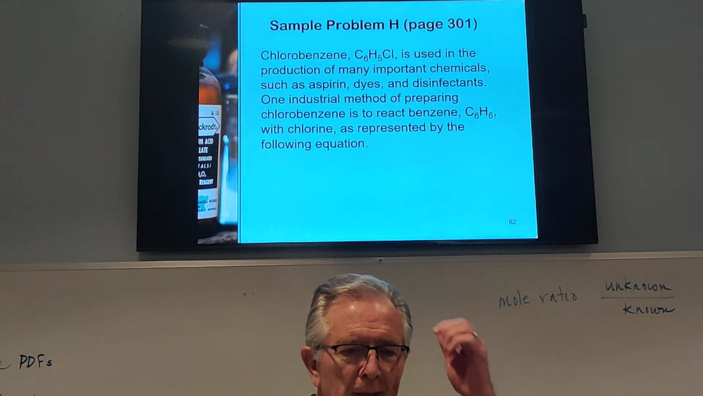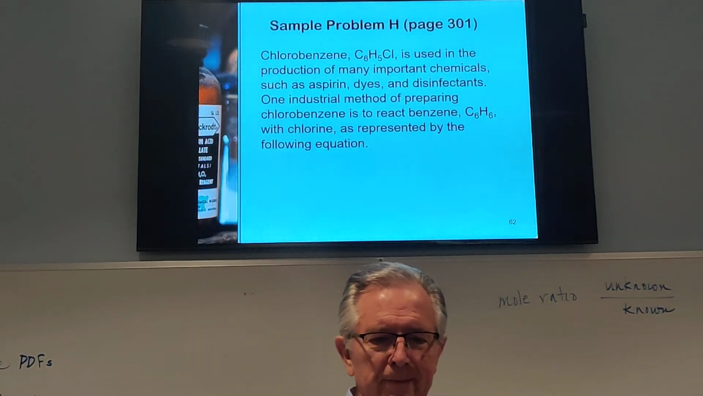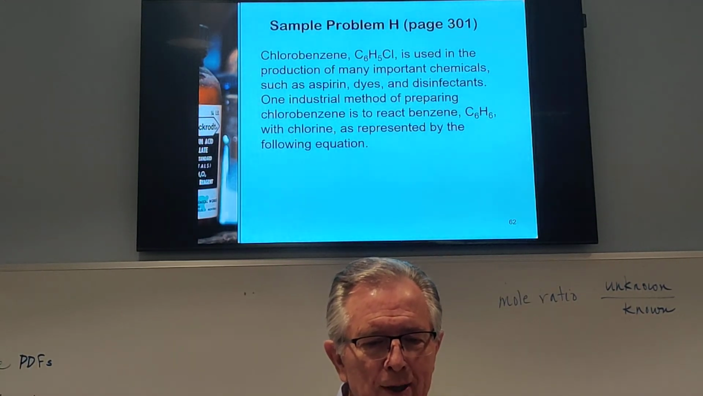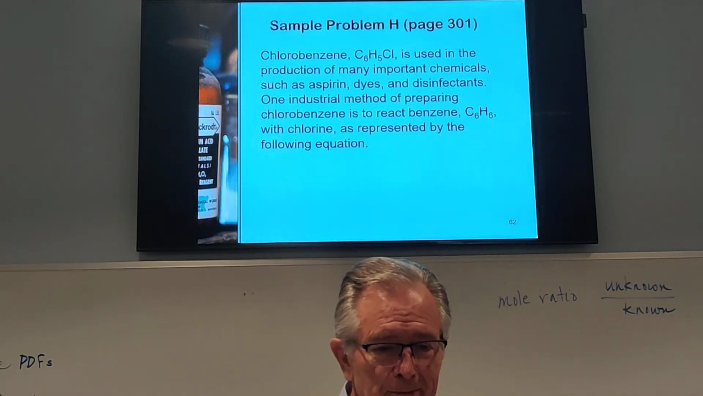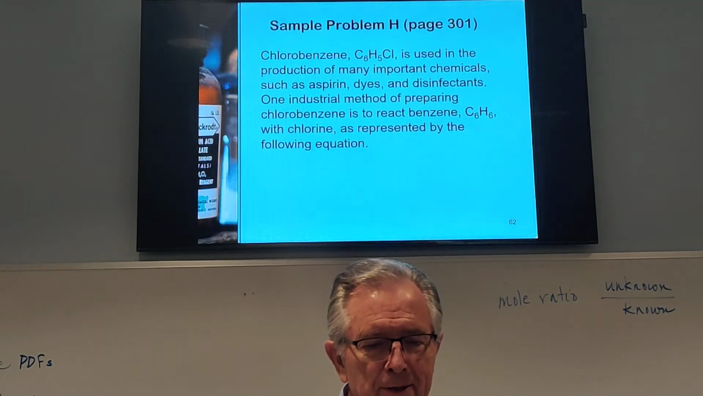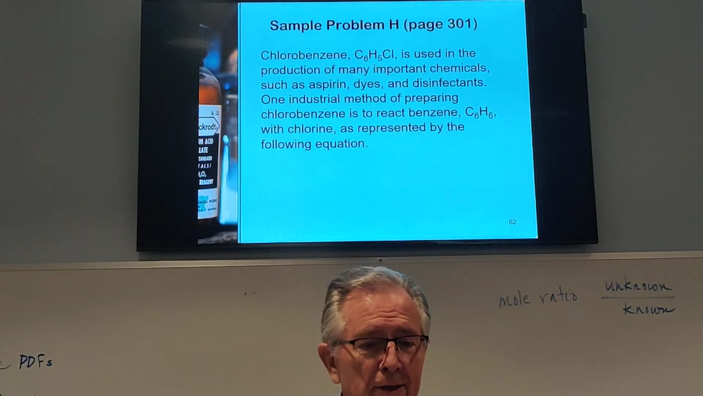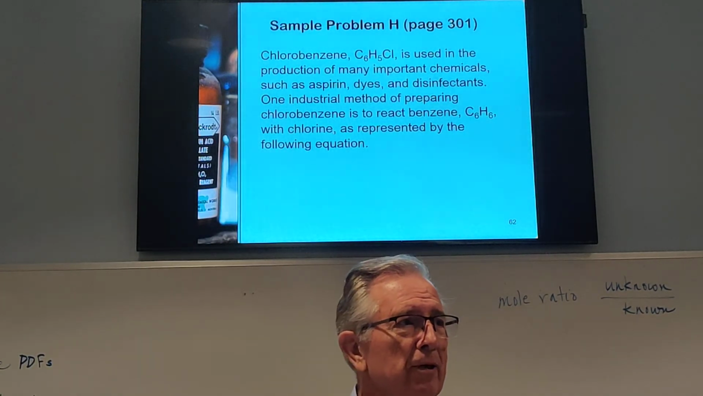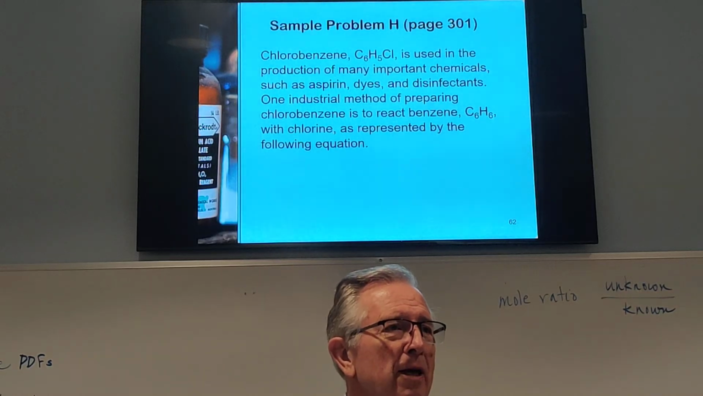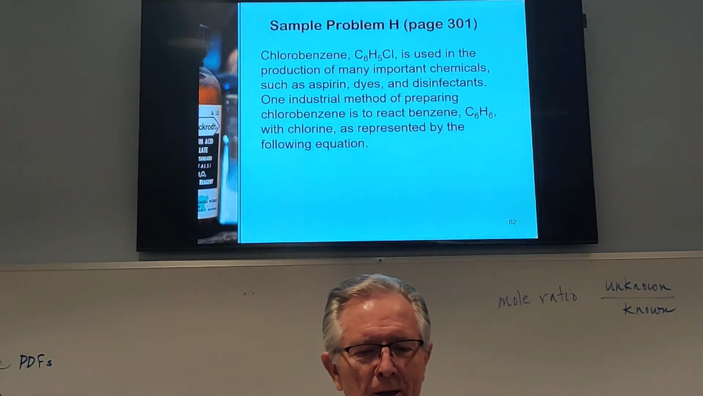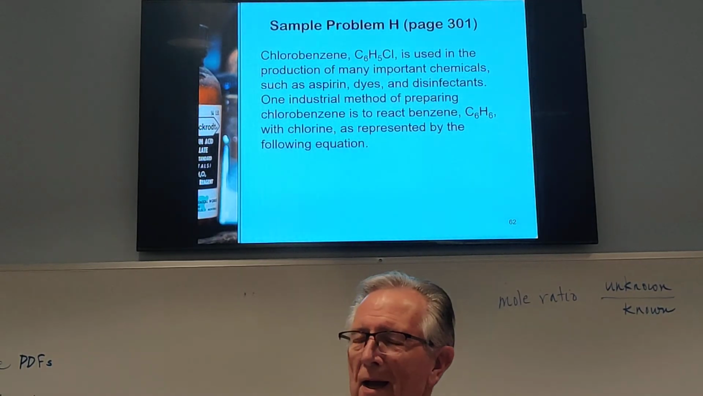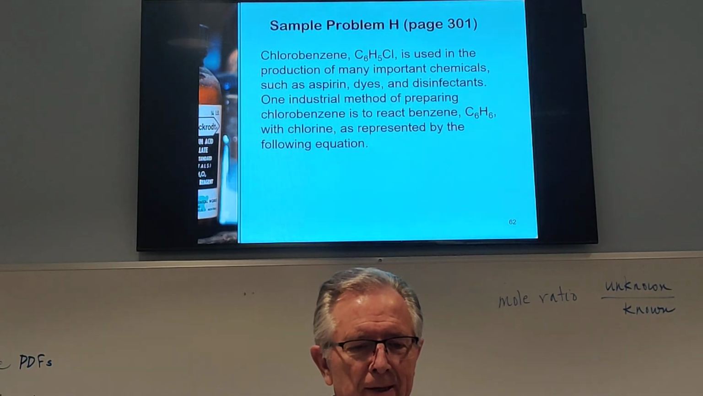So here's a problem. Chlorobenzene is used in the production of many important chemicals, such as aspirin, and dyes and disinfectants. I remember in organic chemistry in college, we made aspirin, which is a pain reliever, right? Kind of the older style pain reliever. Now we use Tylenol and ibuprofen.